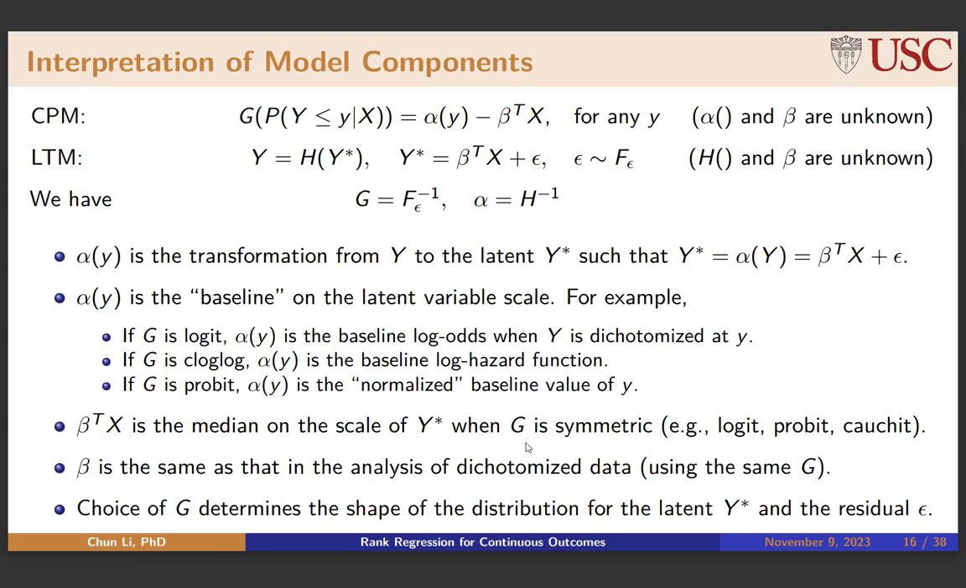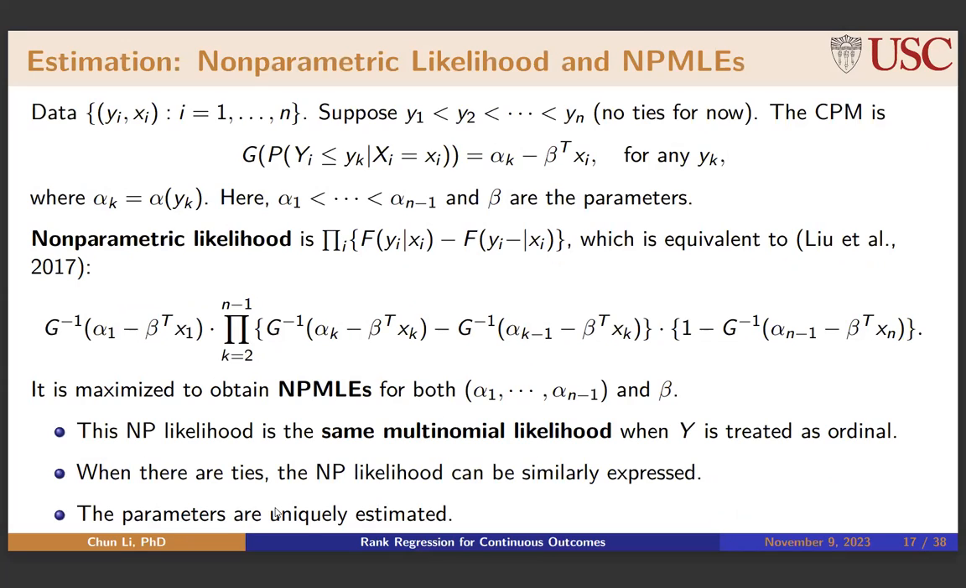If the G, the link function, is symmetric, and beta, essentially, if you dichotomize this data and analyze it, you have the same beta interpretation as long as you use the same link function. And the choice of G, here we specify G, and we also specify epsilon, depending on which one you think about. The choice of it determines the shape of the distribution of the latent variable, or the shape of the distribution of the residual variable. All right, so that's all about the model.